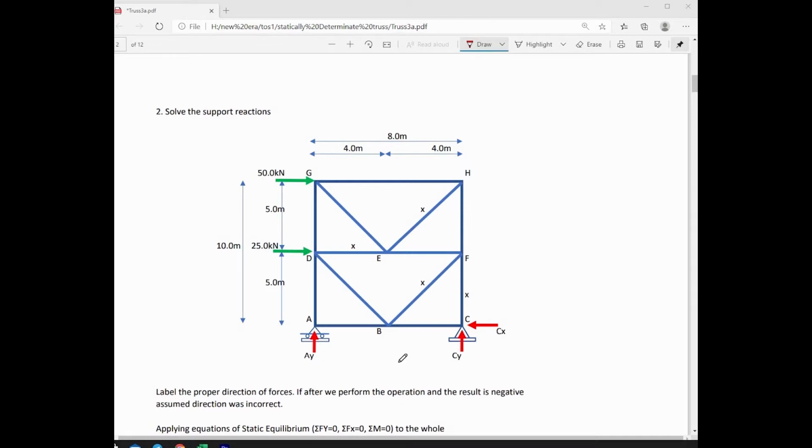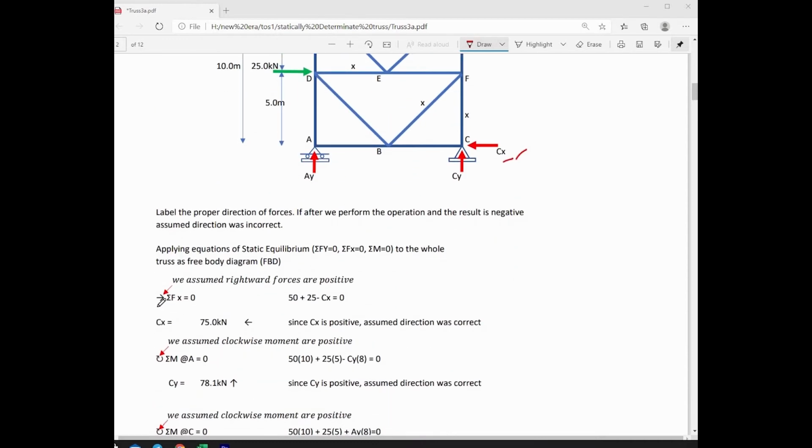We will label the direction of support reactions. All those directions are assumptions, but if we investigate the truss and label the correct directions of forces, then we can make the calculation more simple or straightforward. Just like the horizontal reaction at point C, we know that 50 kN and 25 kN applied at points G and D of the truss are acting to the right. So therefore, the reaction at point C should be a leftward support reaction to counteract the two forces, 50 kN and 25 kN, acting to the right.